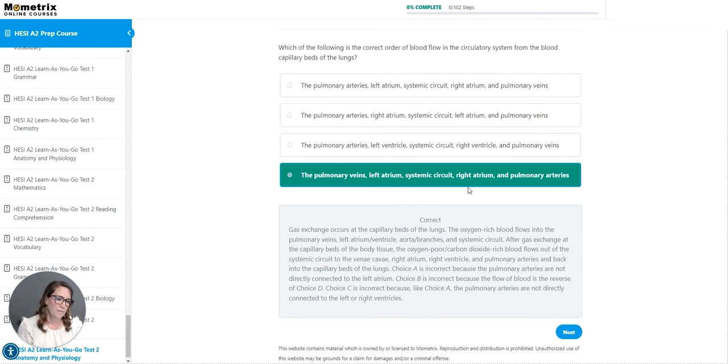And then after you've had that oxygen carbon dioxide exchange down in all the tissues, it'll then be pumped back to the right atrium so that it can go back out through the pulmonary arteries to the lungs to get more of that oxygen.